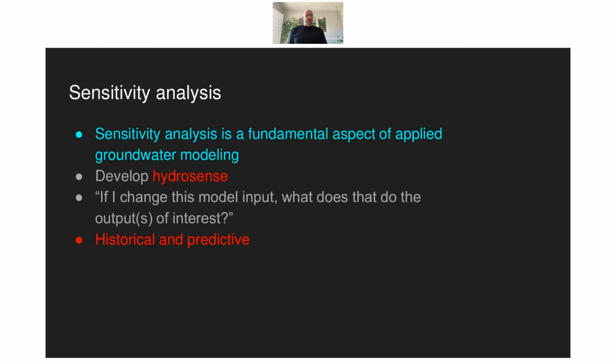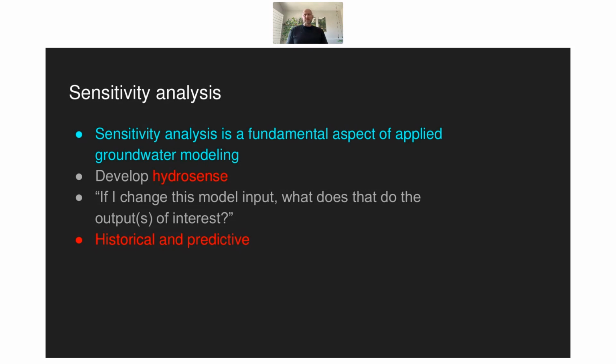So we can't talk about the adjoint without talking about sensitivity analysis. Sensitivity analysis, in my opinion, is a fundamental aspect of applied groundwater modeling. It's what Randy Hunt calls hydrosense developing. So if I change a certain input, what does that do to the outputs of interest, the ones that I care about? Historically, that analysis has focused on simulation of the past, particularly in the calibration context.